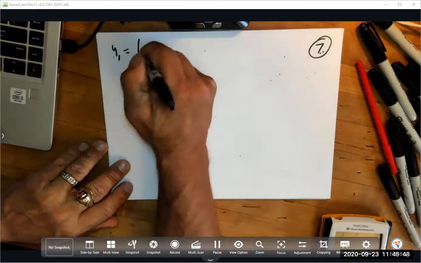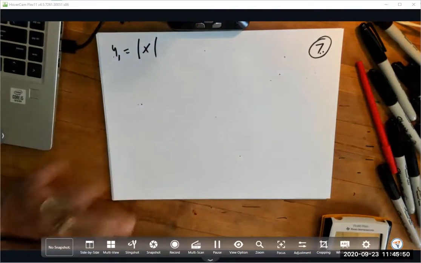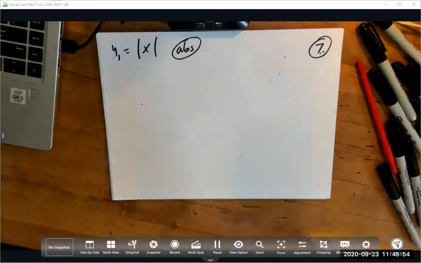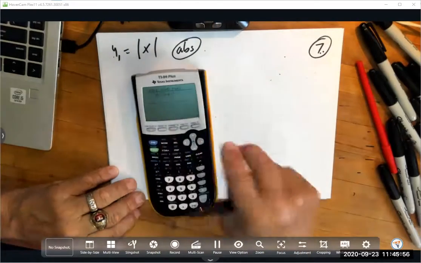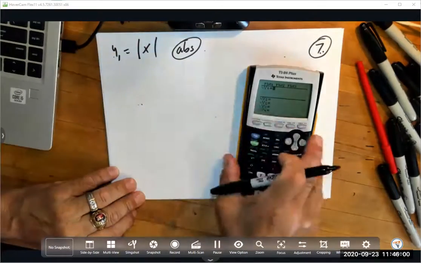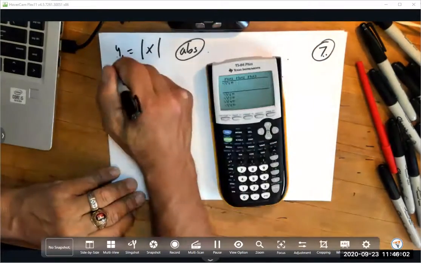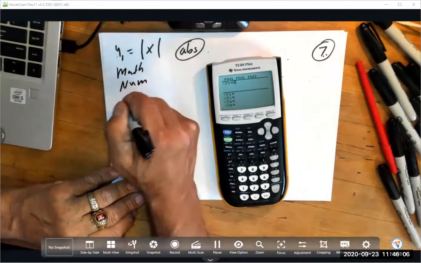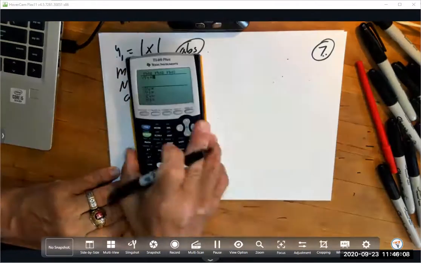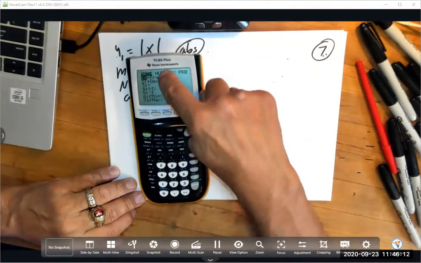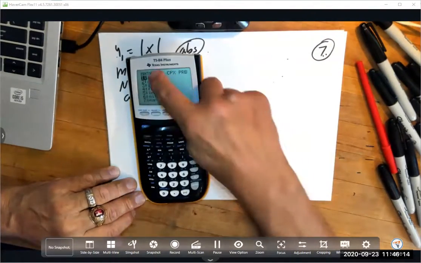Y1 equals absolute value of x. And I'll just show you that. You find the abs. That's what they're called. I'll just show you how it goes. Ready? Y, clear it. All right, you're going to do this. To get this thing right here, you're going to hit math, number, and then abs. Ready? You're going to hit math. Up here is number. See it up here? Then abs is right there.